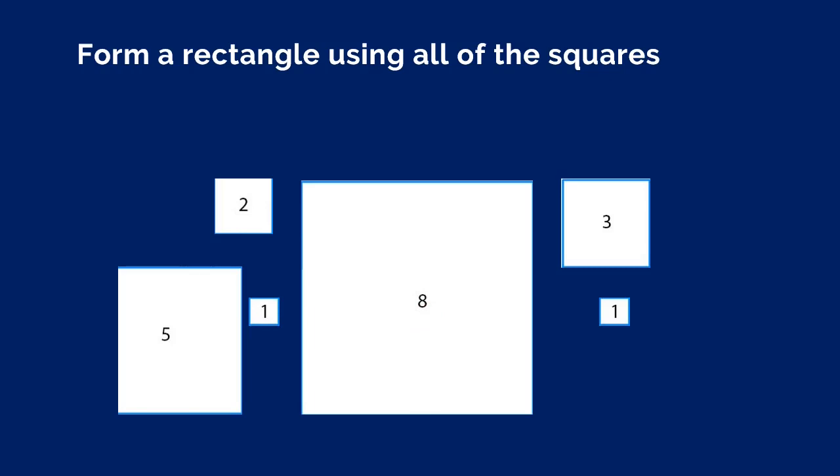This means that this square here has a side of length 1. This one is a square of side length 2, so meaning to say this one has an area of 4. This one has a side length of 5 and so on. So using all of these squares, I want you to create one big rectangle.